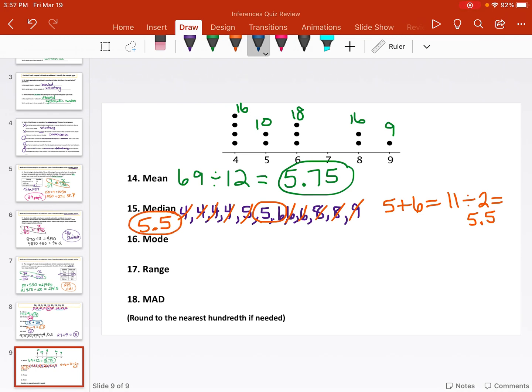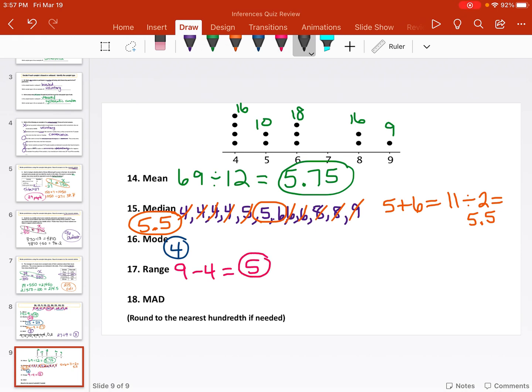Okay, your mode, remember, is the number that was repeated the most often. So in a dot plot, it's nice and easy. You can see which tower has the most dots. So the 4 has the most dots above it. So 4 is going to be my mode. Next is range. Your biggest number, 9, minus your smallest number, 4, which is 5. So 5 is my range.